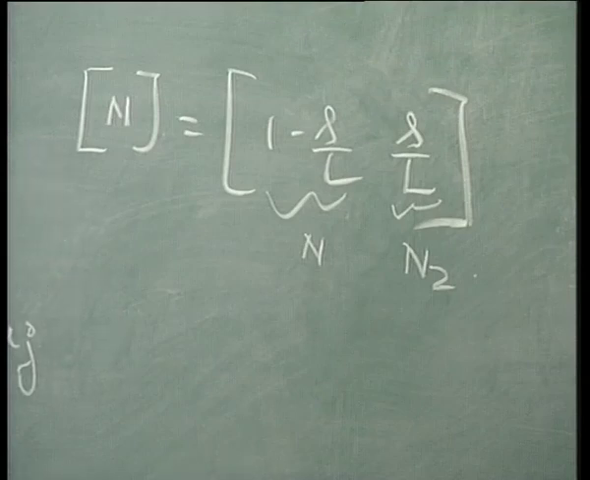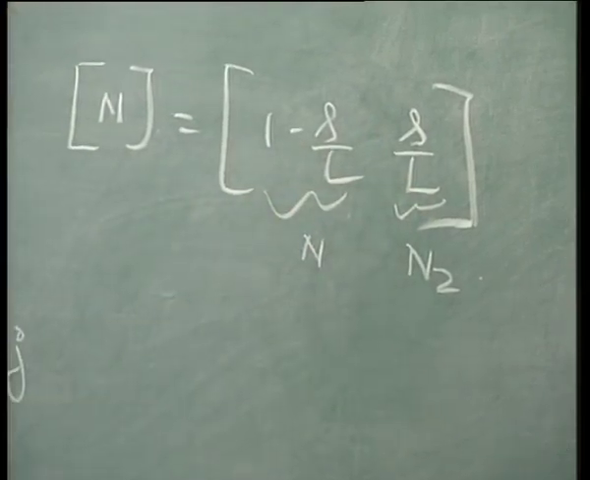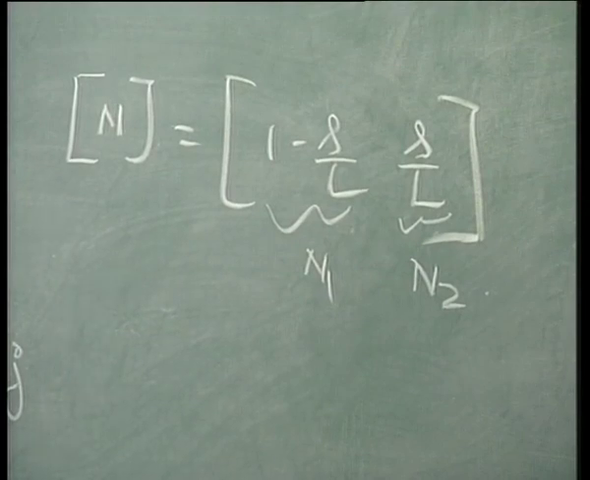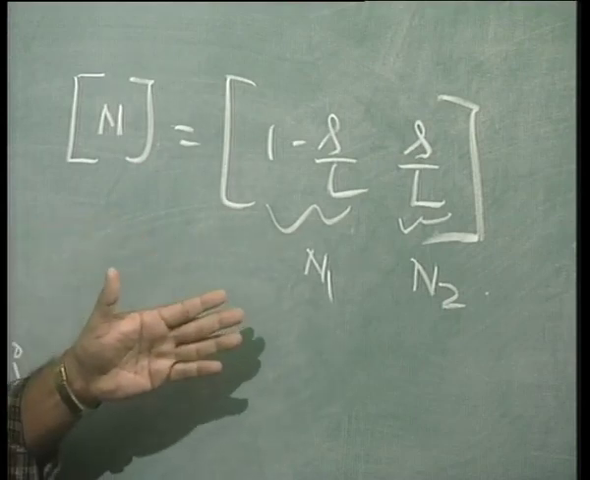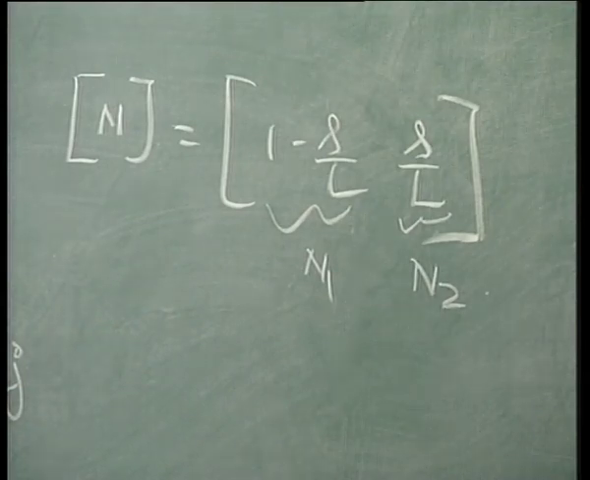And what is the other thing that you can see from this? What happens when S is equal to 0? N1 is equal to 1 and N2 is equal to 0, since the shape functions are 1 minus S by L and S by L. So N1 is equal to 1 at S equal to 0, and N2 becomes 0 at S equal to 0, and vice versa. When S is equal to L, the first fellow goes off and the second fellow remains.